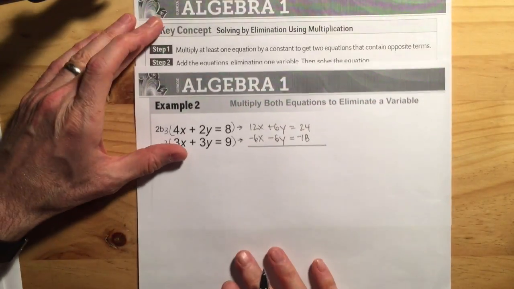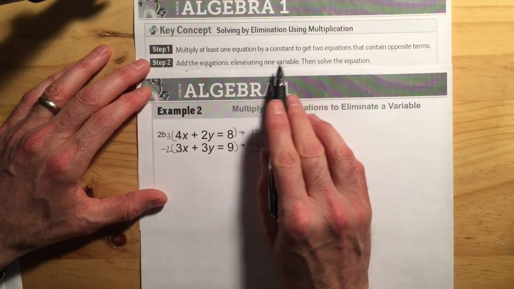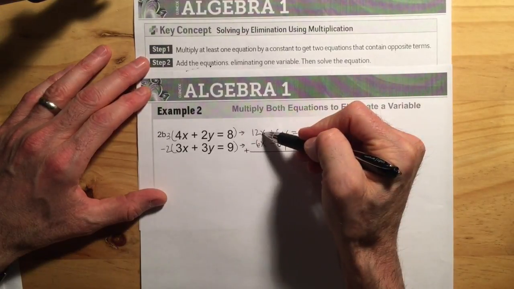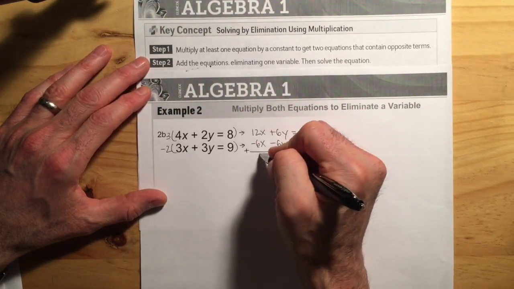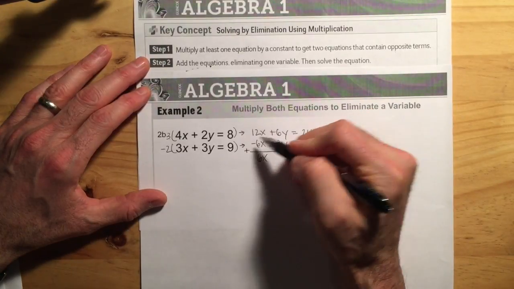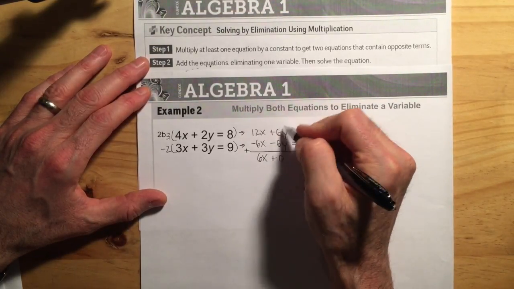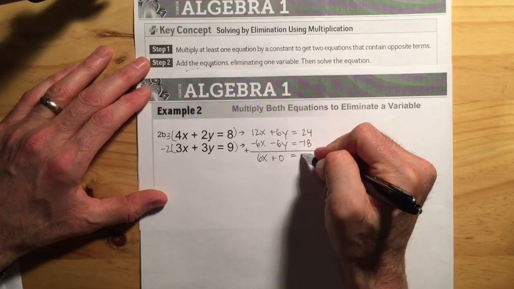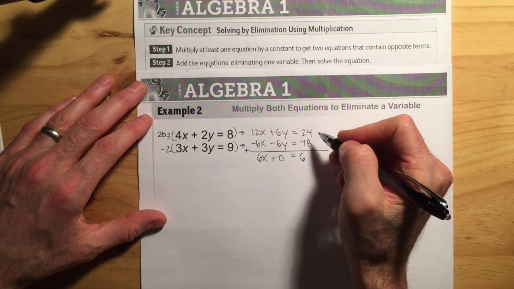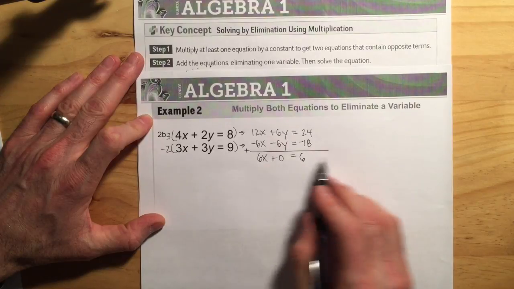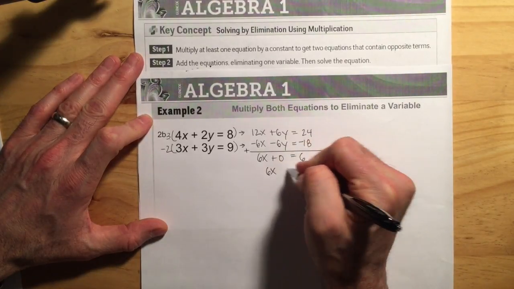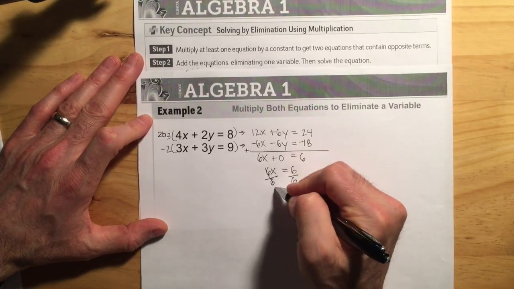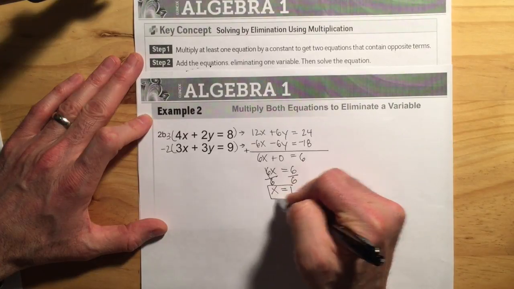Now let me do my second step. I want to add the equations to eliminate one variable, then solve the equation. So add: 12x plus a -6x, I get 6x. 6y plus a -6y, I get 0. That eliminates. And 24 plus a -18, I get a 6. Let me simplify this a little bit. I get 6x equals 6. If I divide both sides by 6, I get x by itself. And x equals 1.